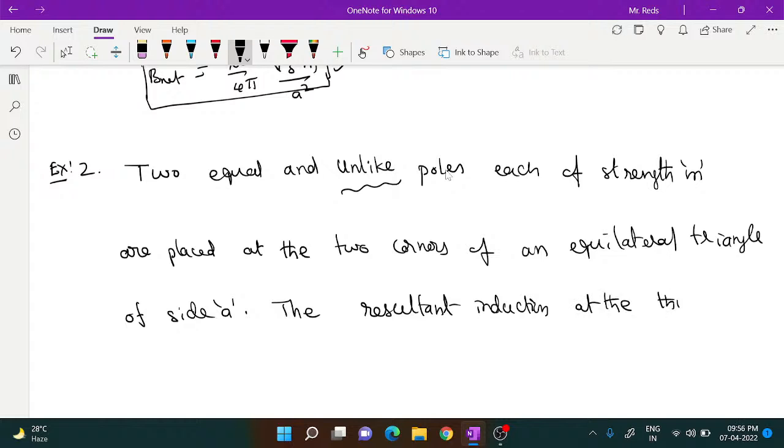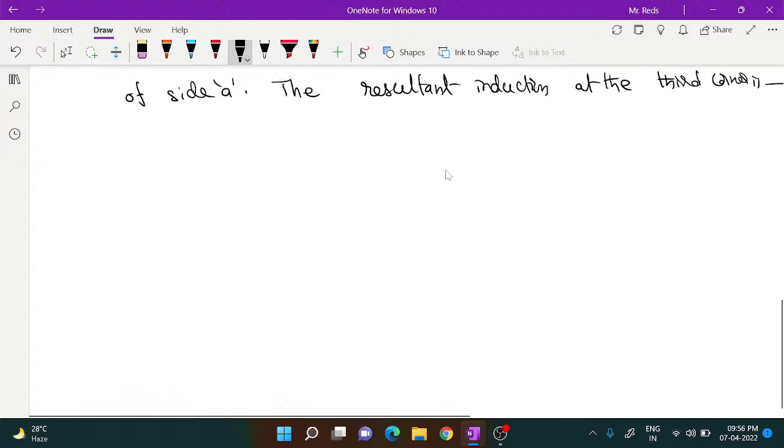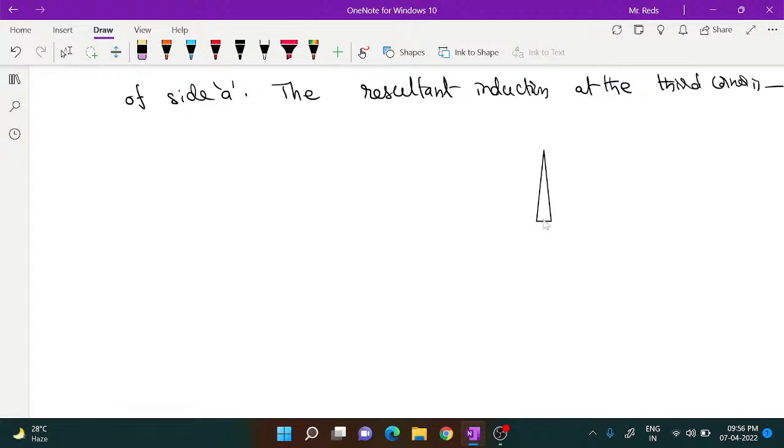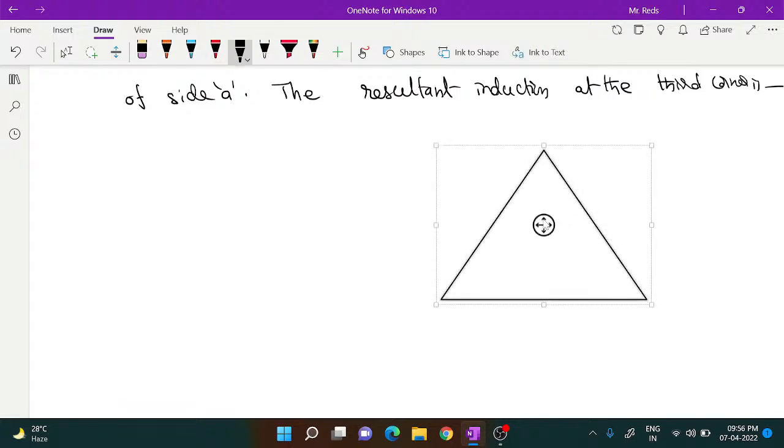At the third corner is, same way, but the difference here is, it is an equilateral triangle only, but it is given that two unlike poles means one should be a positive pole of pole strength m, another will be a negative pole of pole strength m. Negative pole means south pole. I have to take this as north pole with pole strength plus m, and this will be south pole of pole strength minus m. So there is a separation of a.